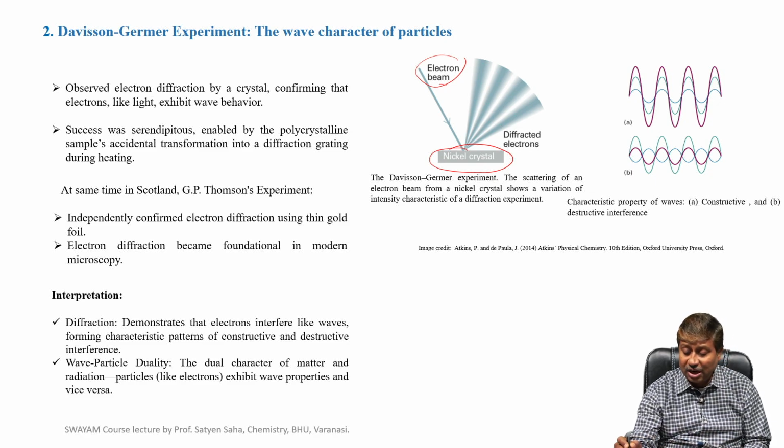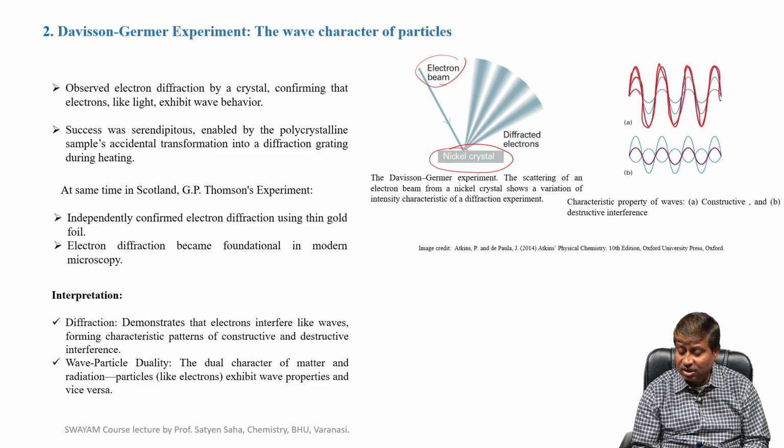So a wave can interfere in two ways: it can be constructive, or it can be destructive. Like in this case, it shows two blue waves. If they are in a phase matching condition, they should be constructive, so together they give a stronger one. But if it is a destructive interference, where one wave is this one and another wave is this one, they are opposite in phase, then the result will be destructive.